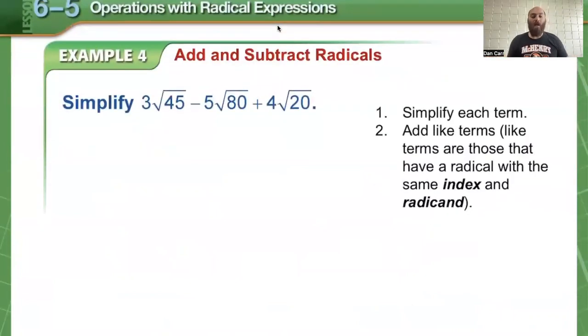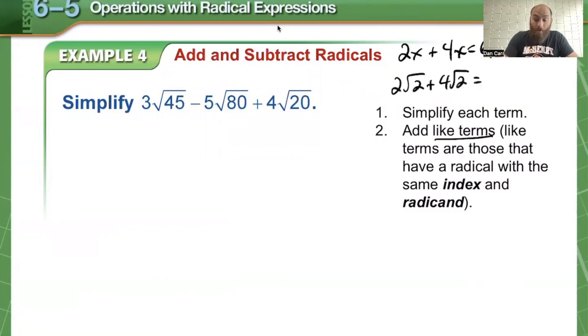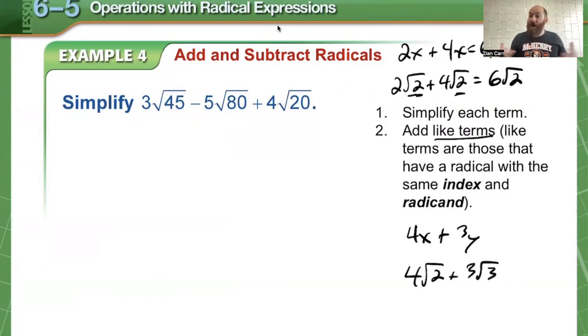Adding and subtracting radicals. We're just going to simplify each term first, and then we add like terms, like adding like terms with variables. If I can do 2x plus 4x, that gives me 6x. It works the same way with square roots and radicals. It'll be 2 times the square root of 2 plus 4 times the square root of 2. I can put those together as 6 times the square root of 2. But notice they have to be the same. If I have 4x plus 3y, those do not go together. So if I have 4 times the square root of 2 plus 3 times the square root of 3, again, they do not go together.